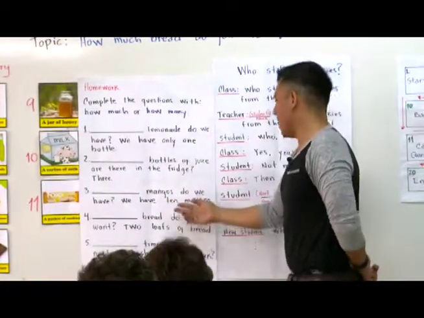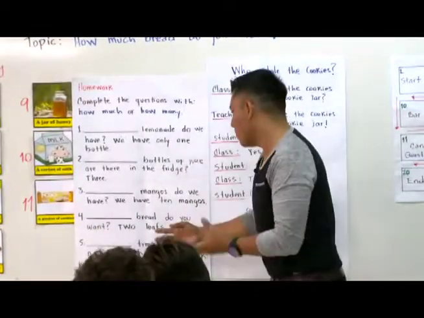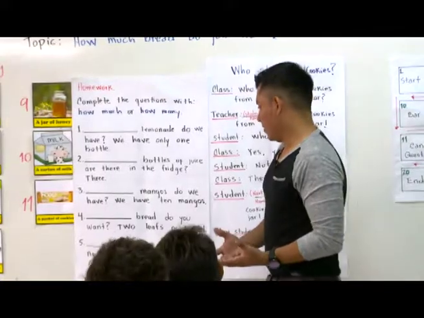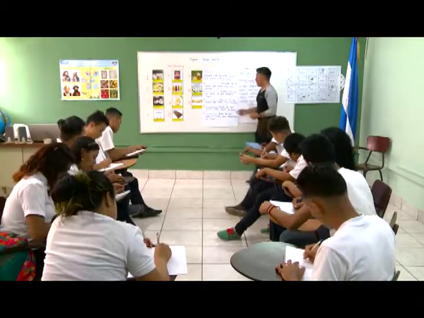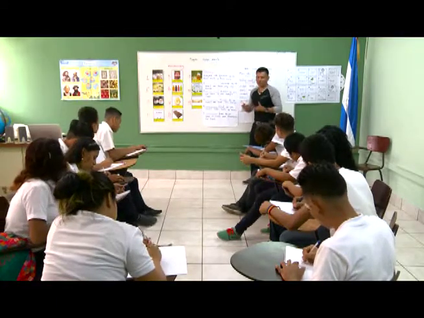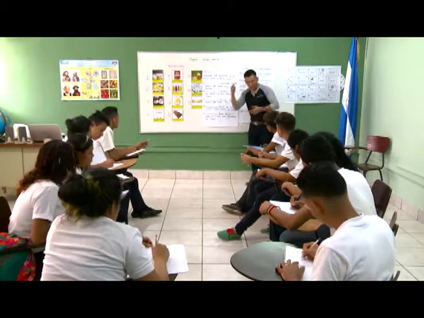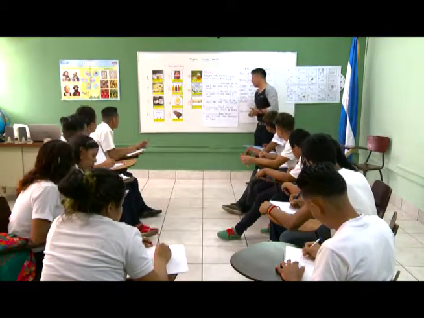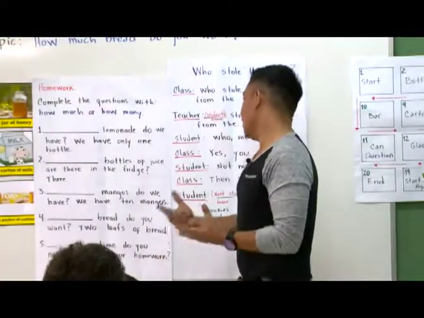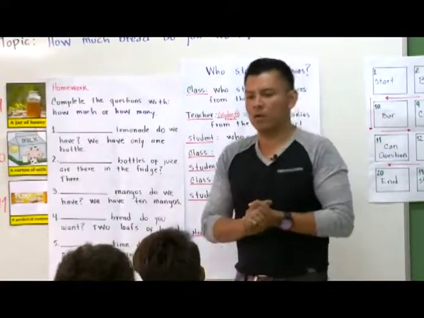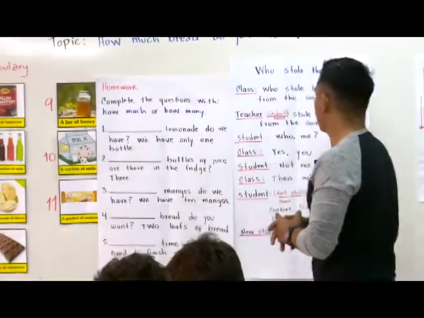Then how much or how many mangoes do we have? We have 10 mangoes. Exercise 4, how much or how many bread do you want? 2 loaves of bread. Do you remember today's topic? So you have a clue about how to solve this exercise. And number 5, how much or how many time do you need to finish your homework? An hour, okay?